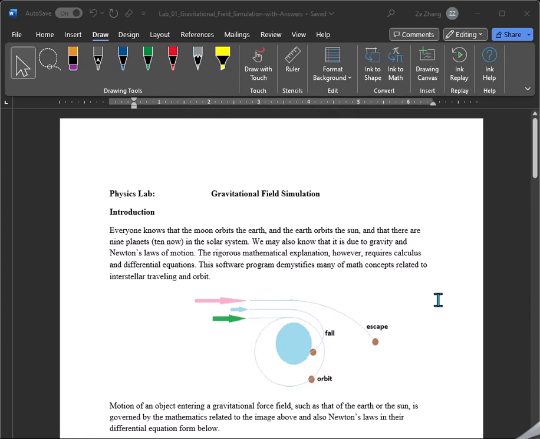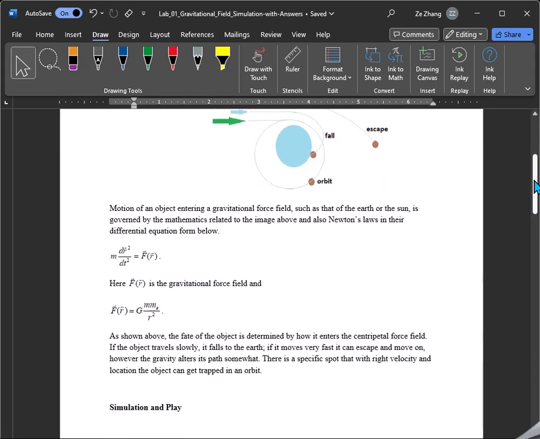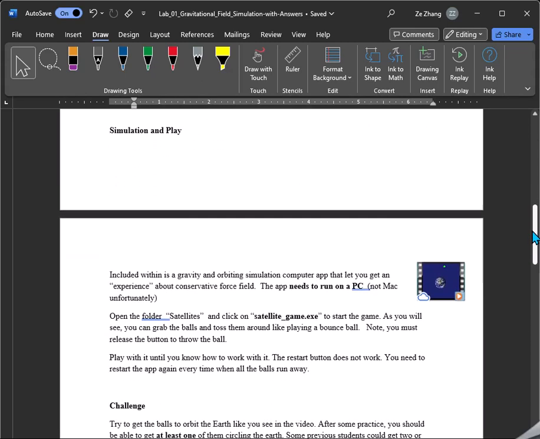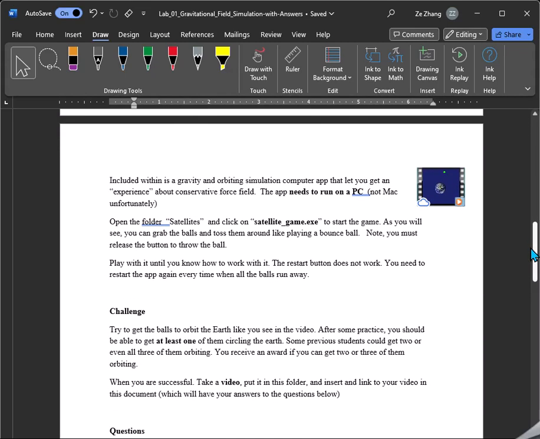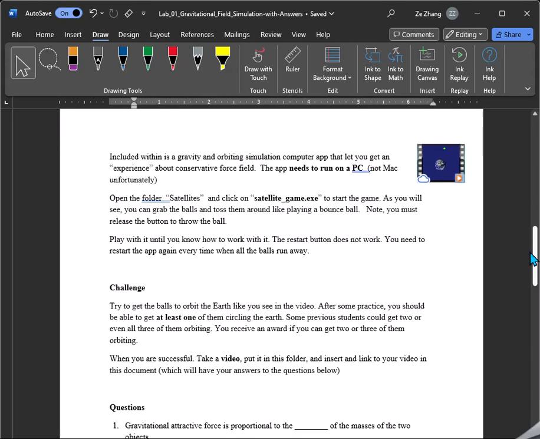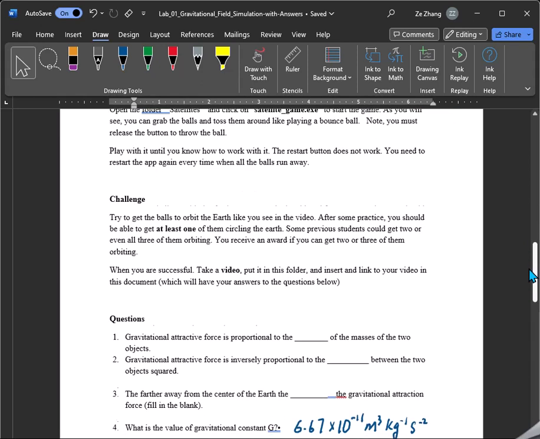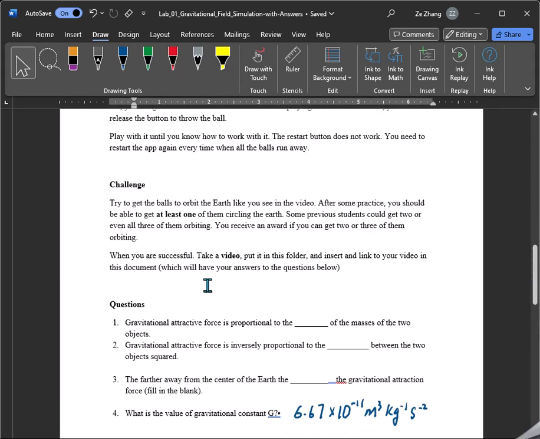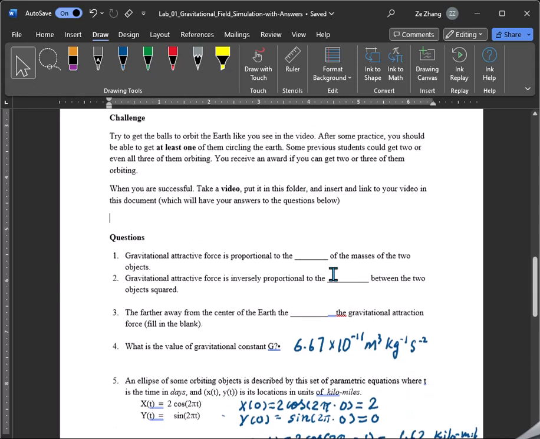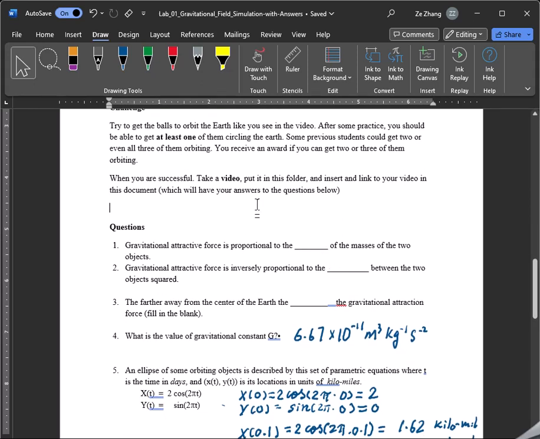Hello everyone. Given that you already performed the lab with the app and got the satellite circling around Earth and took the video, all you have to do is put the video on Instagram or YouTube and insert a link here. I hope you know how to make a link. And now I give you some hints about the questions.